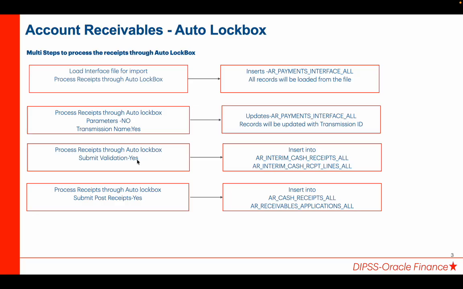Whatever records are errored out after validation, you can see in the Lockbox exception info tile. You can correct them there by downloading the Lockbox transmission error file, correct it, and import once again for validation purposes. Once it is done, then you can submit with post receipts as yes.